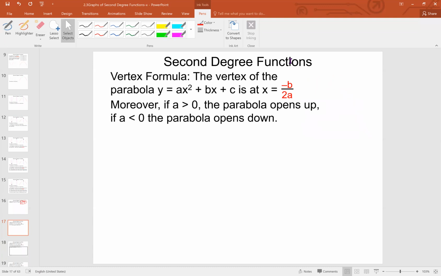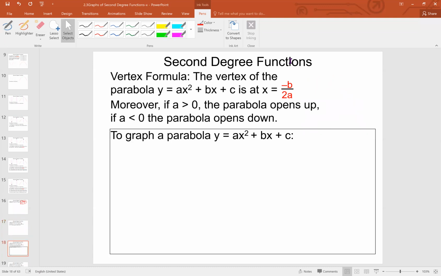Here is another fact we need. We have to decide whether the parabola goes up or goes down. If the number in front of x squared is positive, that means as x becomes bigger and bigger, y becomes bigger and bigger, and higher, so it goes up. But if it's negative, as x becomes bigger and bigger, y becomes more and more negative, so it goes down. That's how we determine whether it goes up or down. And that's the vertex.